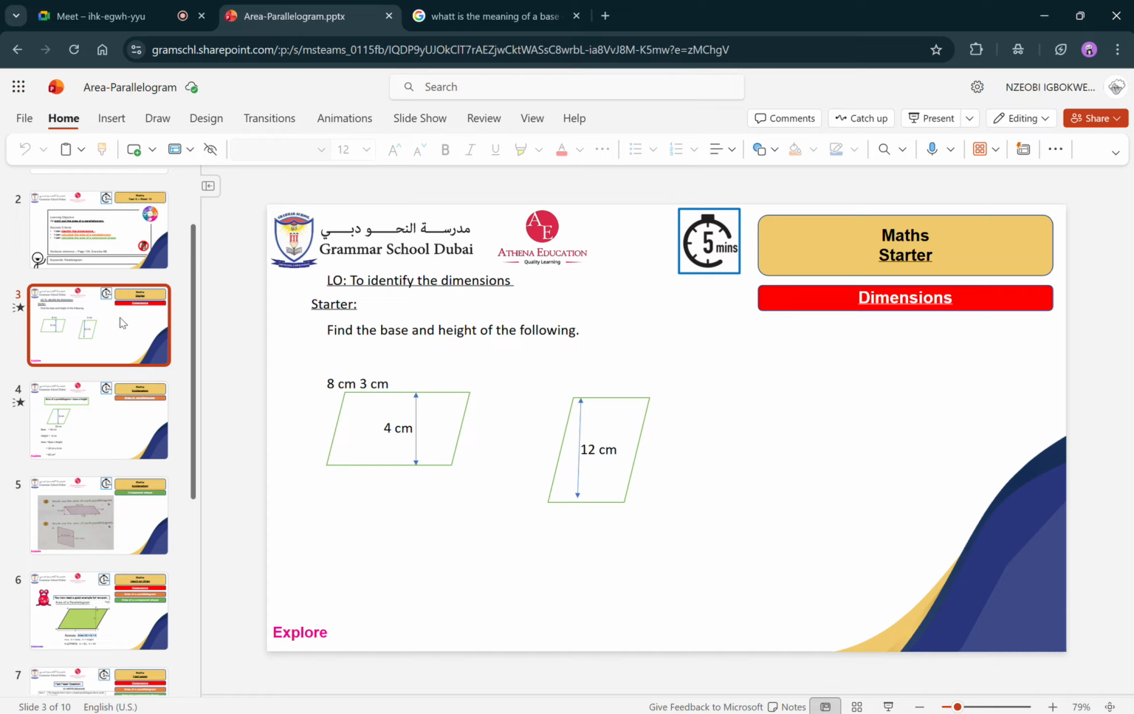So that 8 centimeters they gave you there is the what? Oh, it's 8 centimeters. The base of the shape is 8 centimeters. And the height is what? And the height is 4 centimeters.